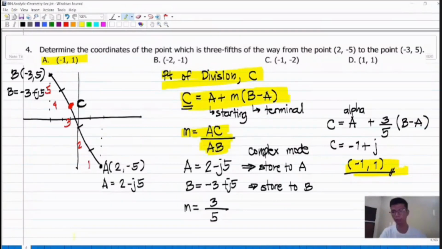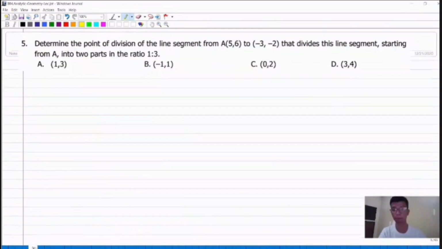So, tingnan natin yung number 5. Determine the point of division of the line segment from (5, 6) to (-3, -2) that divides this line segment starting from A into two parts in the ratio 1:3. So, i-graph natin para maging maayos ang ating solution. I-graph natin yung mga given points.